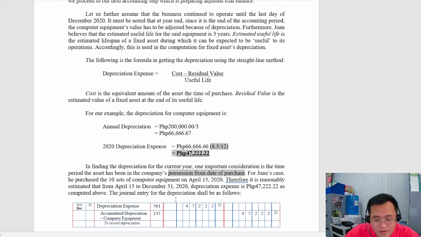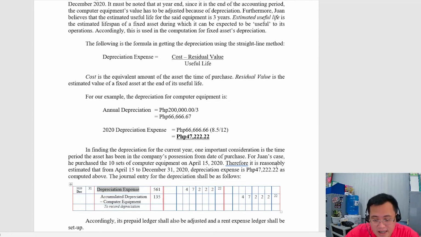The journal entry for the depreciation shall be as follows. Debit, depreciation expense. This is how you set up your adjusting entry for depreciation. Debit, depreciation expense. Credit, accumulated depreciation for computer equipment. Take note that when recording accumulated depreciation, you should record it to the account which corresponds to your depreciation expense.